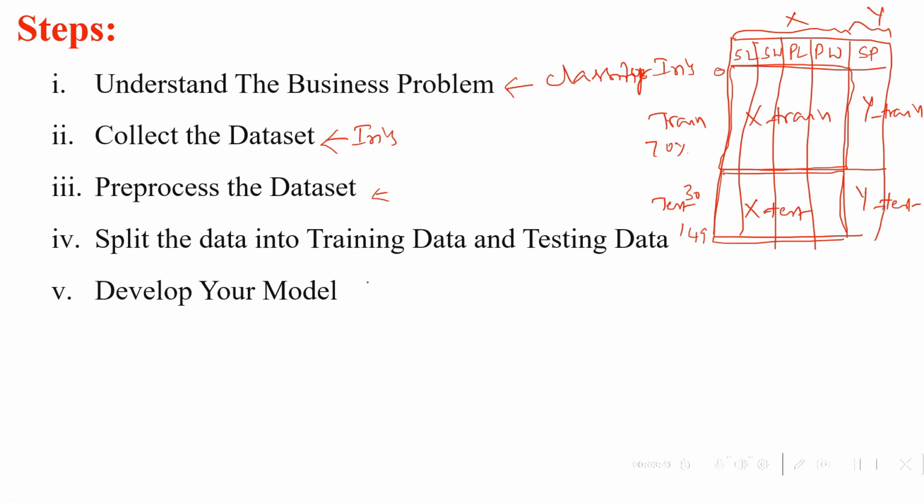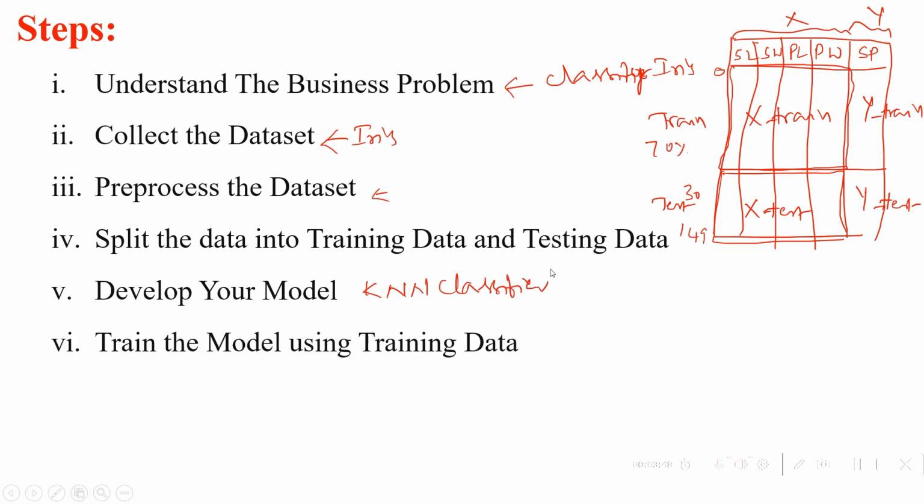Then develop your model. Here the model is a KNN classifier, K nearest neighbor classifier. Then we are going to train the model using our training data. For this KNN model, we train it with respect to our training data, which contains X underscore train and Y underscore train: the features of the training data and the corresponding class labels.